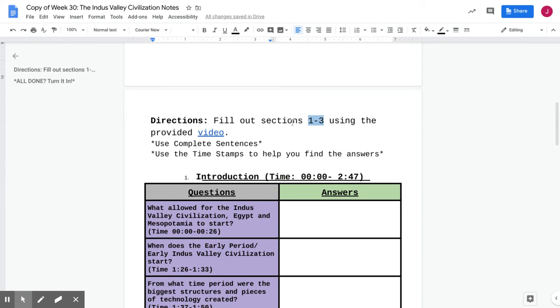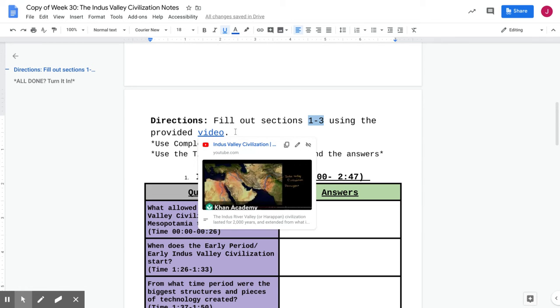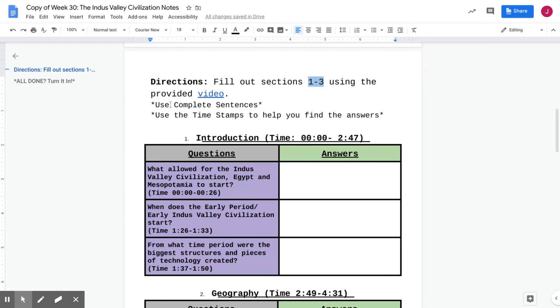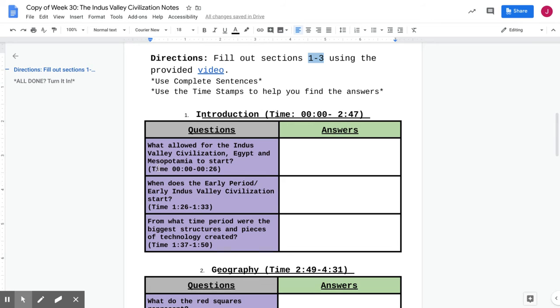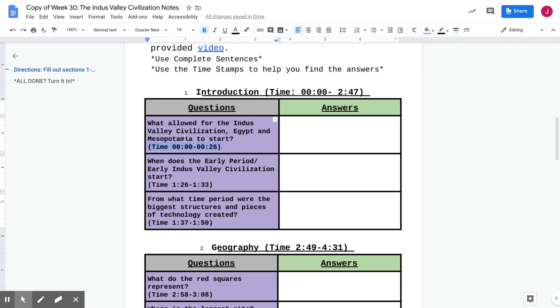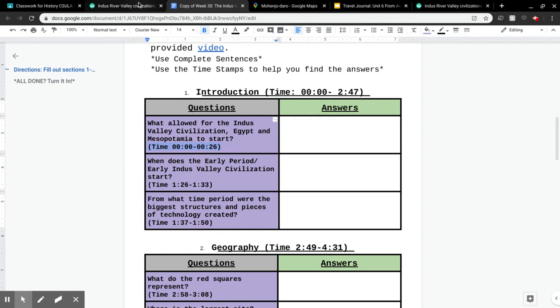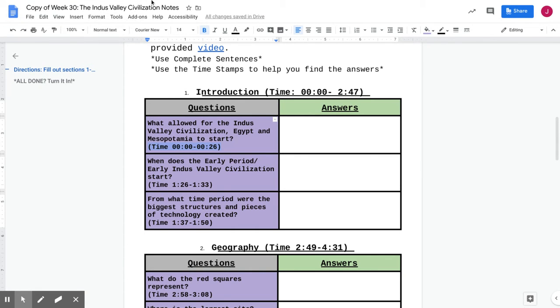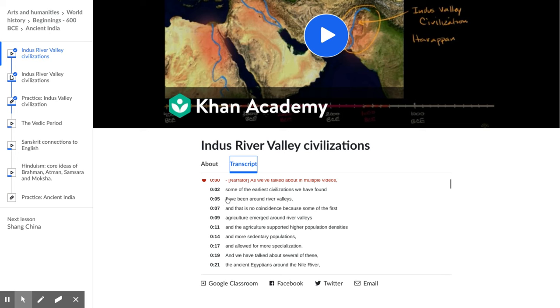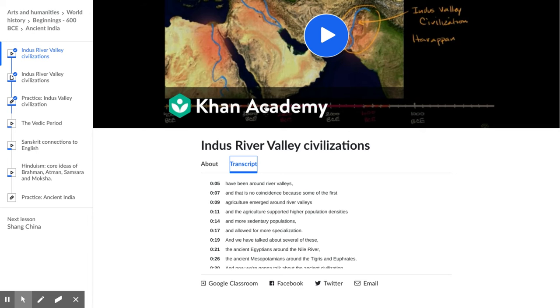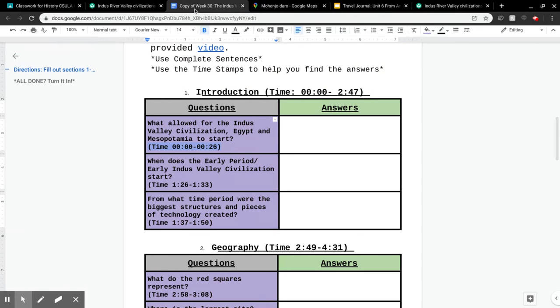The directions are to fill out the sections 1 through 3 using the provided video. Here I also have a link to it, again, if you need it. Remember to use complete sentences and use the timestamps to help you find the answer. So I actually added in here the time where the answer is going to come up for the question. So what allowed for the Indus Valley Civilization, Egypt, and Mesopotamia to start? I can go back to the video. I see that it's between the beginning and 26 seconds. Here I have the little transcript, so it helps me read along, and I could read it if I don't like watching the video, or I could rewatch that time in the video.